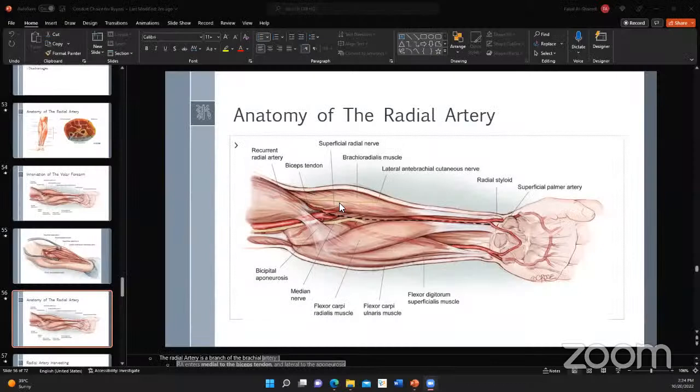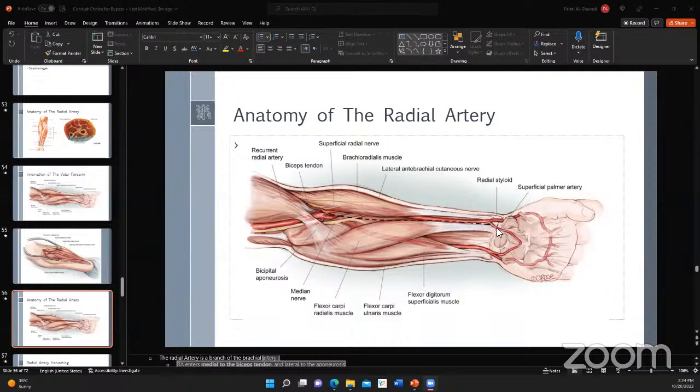The rule is two branches, two muscles, two nerves. Things that you should worry about. Can you see my screen now? Yes, Faisal, it's clear. So two muscles: the brachioradialis and the flexor carpi radialis muscle. These are the ones that the radial artery goes with. The radial artery is under the brachioradialis and bounded medially by the flexor carpi radialis muscle. These are the two muscles.